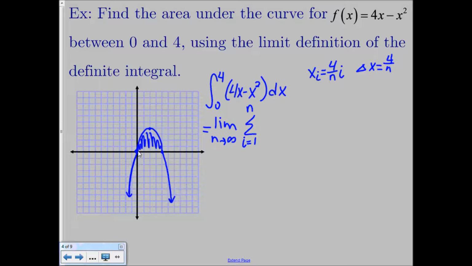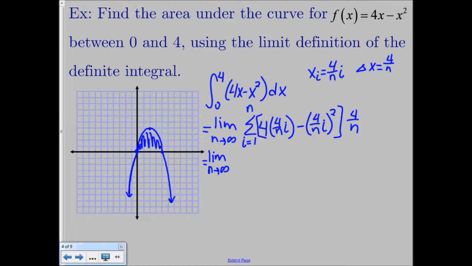So we're going to do 4 times 4i over n, minus (4i over n) squared, all times delta x, which is 4 over n. So now all we have to do is evaluate our summation and then take the limit.